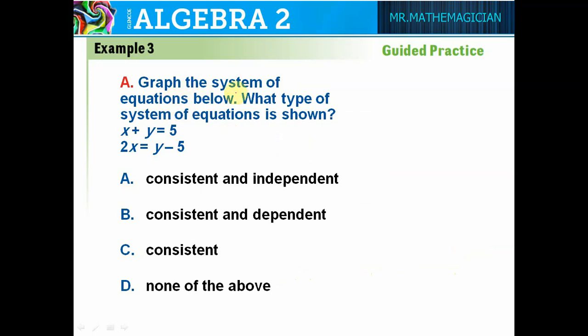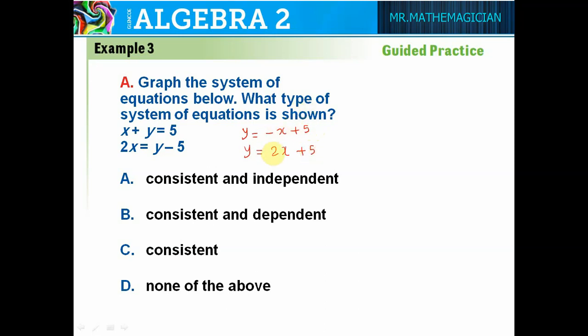Now, graph the system of equations below. What type of system of equations is shown? x plus y equals 5 means it could be y equals negative x plus 5. This one, 2x equals y minus 5. Let's move negative 5 to the other side. So y equals 2x plus 5.